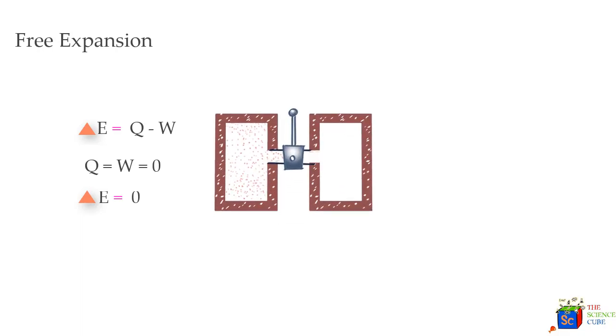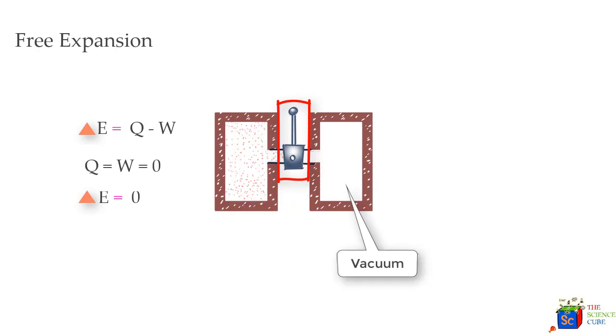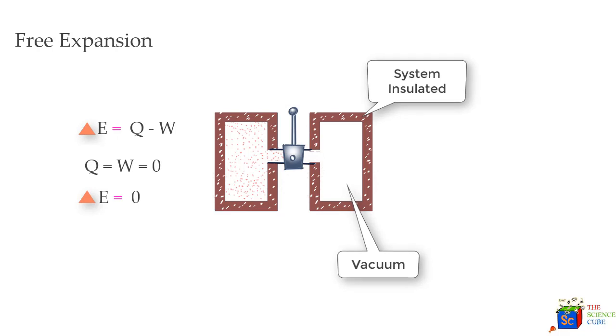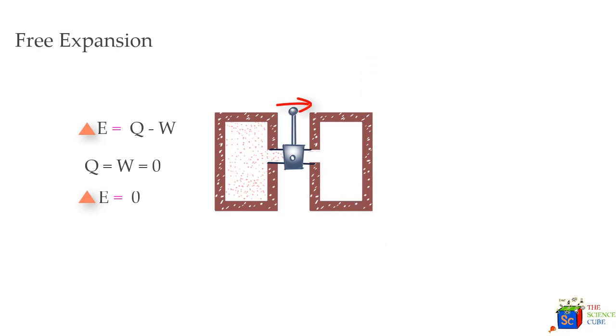So here is a setup that can illustrate free expansion. What we have here is a gas which is initially confined to this part of the setup, and there is a closed stopcock here, and the other half is evacuated to create vacuum, and the whole system is then insulated. Now the stopcock is then opened and the gas expands freely and fills up both the chambers.